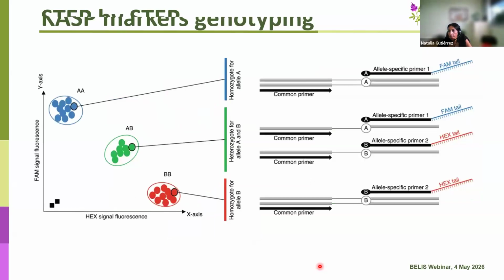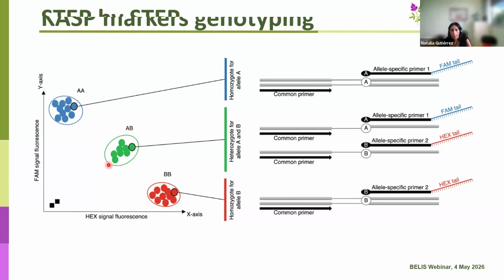For the last part, here I show you a schematic representation of an allele discrimination plot from KASP genotyping. Samples that are homozygous for allele A, labeled with FAM, show as blue dots, and the cluster is close to the y-axis. On the other hand, samples homozygous for allele B, labeled with HEX, show as red dots, and cluster along the x-axis.